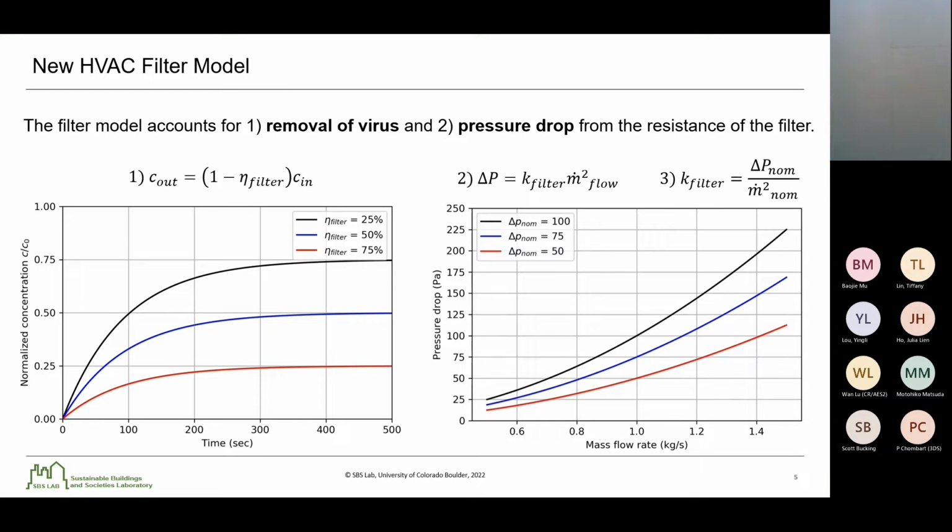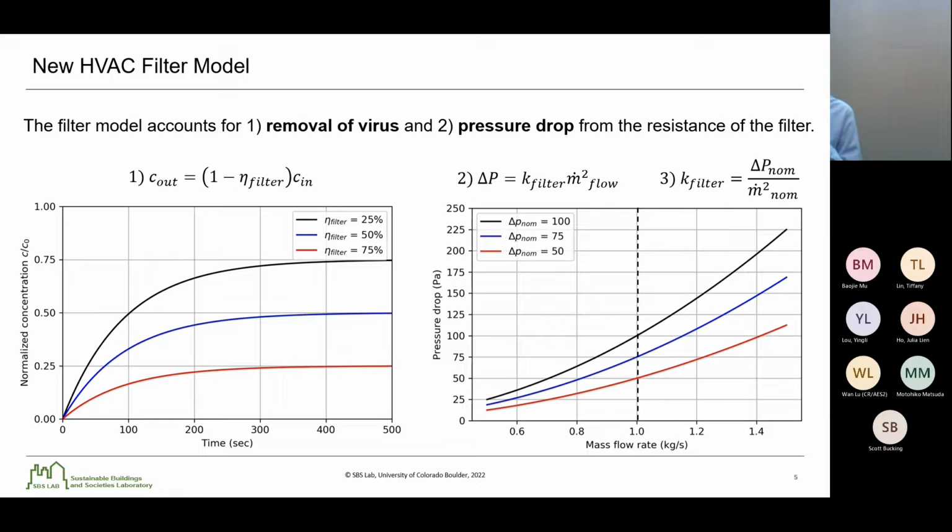Next, we implement the pressure drop. This is based on the existing pressure drop model in the Buildings library. And so we model the pressure drop of the filter as a quadratic relation based on the mass flow rate, where that constant K filter is calculated based on nominal values for the nominal pressure drop and the nominal mass flow rate of the system. And here we show in the figure a simple demonstration of how the pressure drop would vary quadratically with the mass flow rate. And then we show this for different nominal pressure drop values.